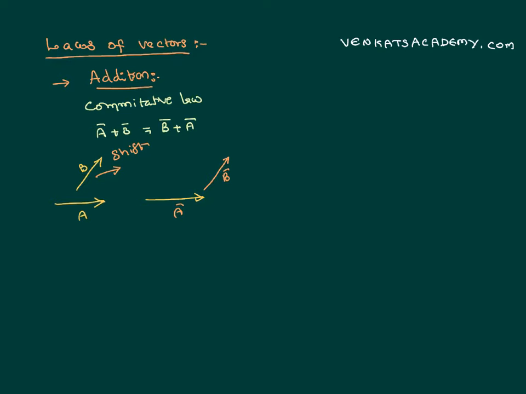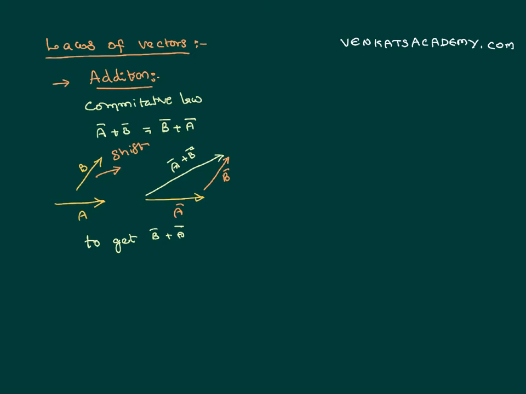Now if I have to add these two vectors a bar and b bar, simply we need to join the tail of the first vector to the head of the second vector. So this is nothing but equal to a bar plus b bar. This is one way of adding the vectors. Suppose you want to say b bar plus a bar. This is a bar plus b bar. Now I want to get b bar plus a bar.